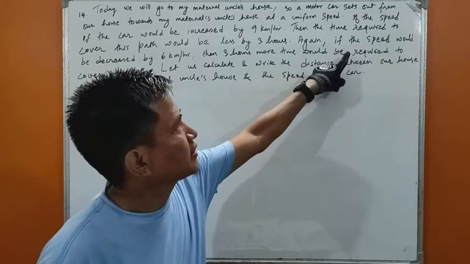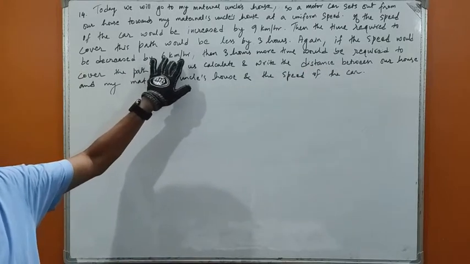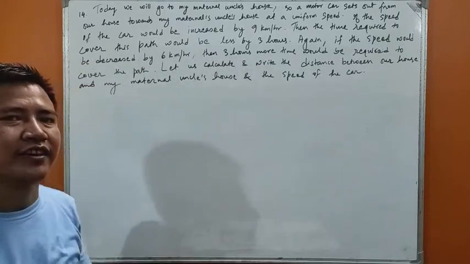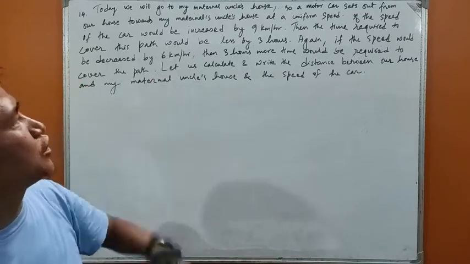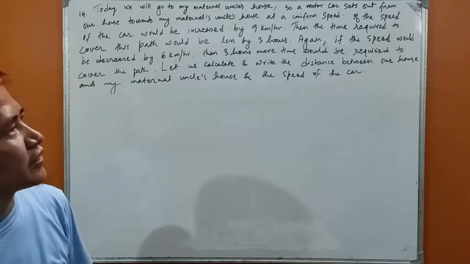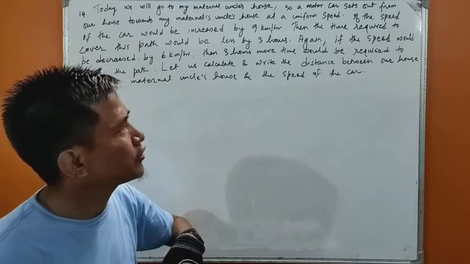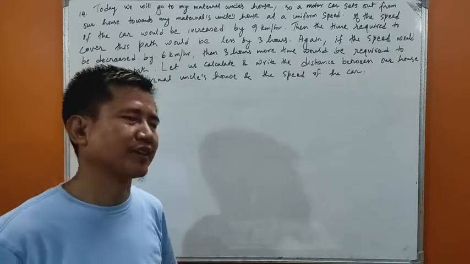And in the second case, if the speed would be decreased by 6 km per hour, then 3 hours more time would be required to reach the destination. Means if the speed of the car reduces by 6 km per hour, they would reach the destination 3 hours later. Now we are asked to find the distance between the boy's house and his maternal uncle's house, and also the speed of the car.